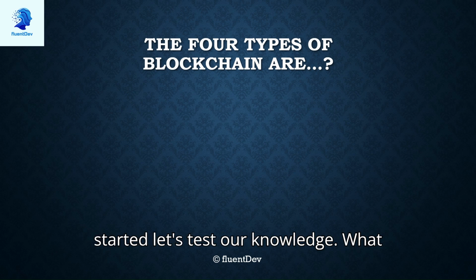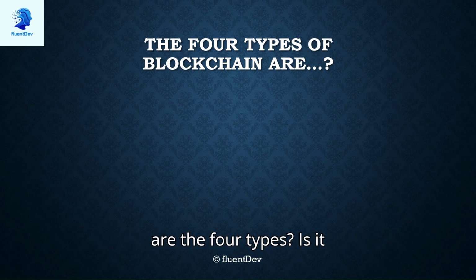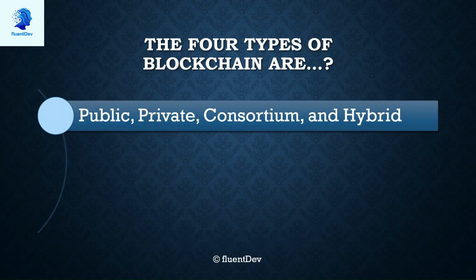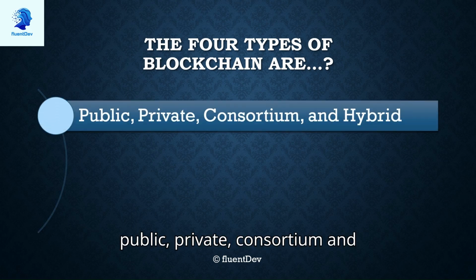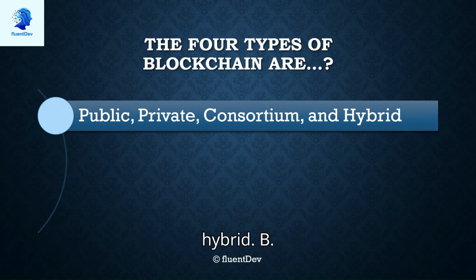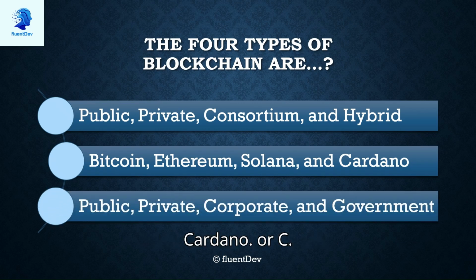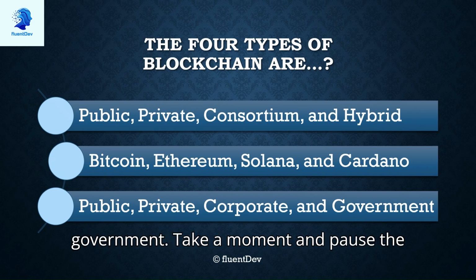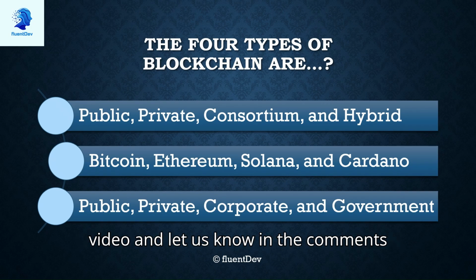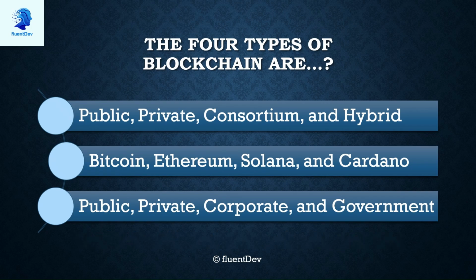Before we get started, let's test our knowledge. What are the four types? Is it A, public, private, consortium, and hybrid? B, Bitcoin, Ethereum, Solana, Cardano? Or C, public, private, corporate, and government? Take a moment and pause the video and let us know in the comments down below before checking.